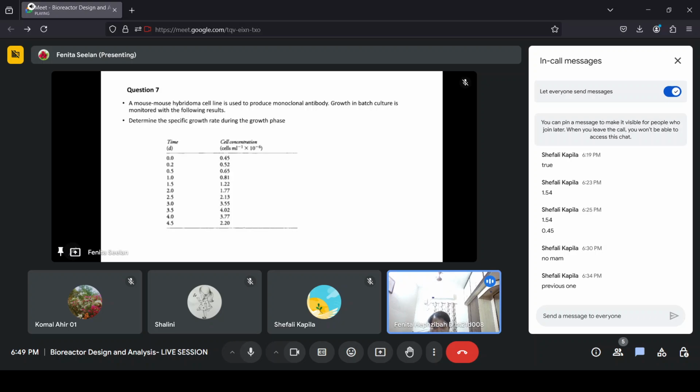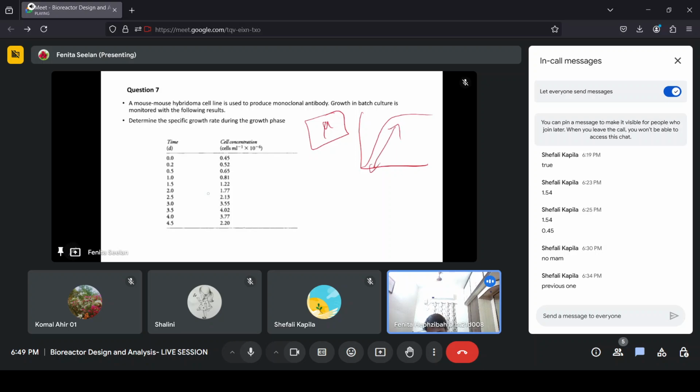So question number 7 is: a mouse hybridoma cell line is used to produce monoclonal antibody. Growth in the batch culture is monitored with the following results. Determine the specific growth rate during the growth phase. They have asked you to find only the mu, that too during the growth phase. Growth phase will be this phase.